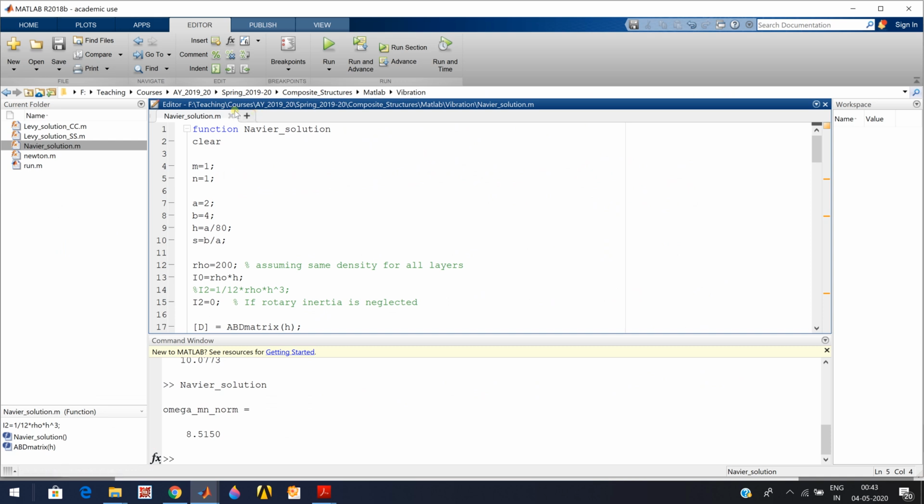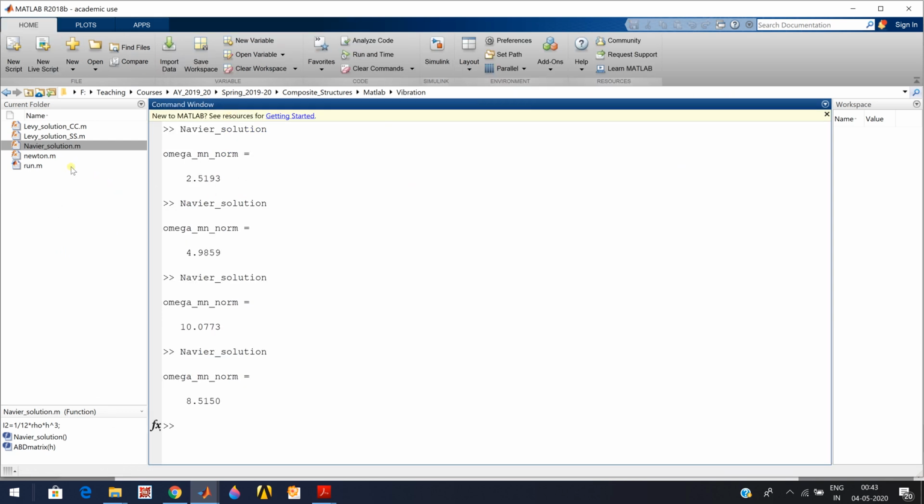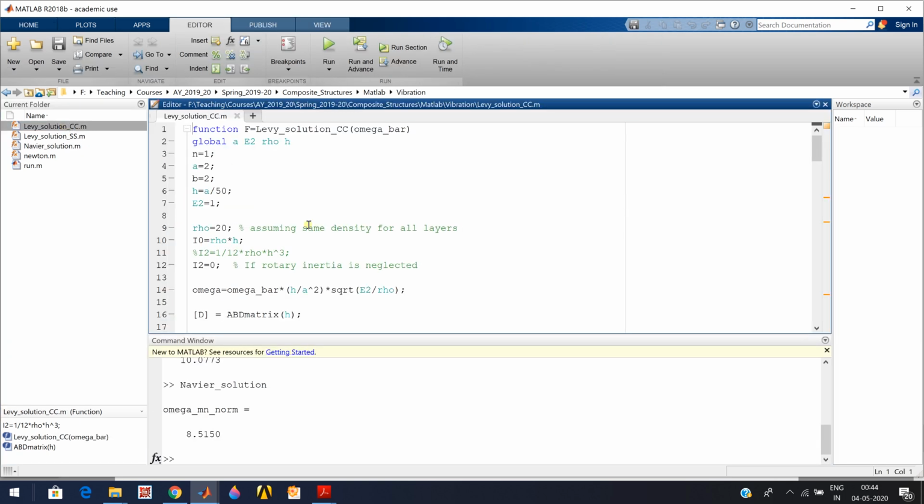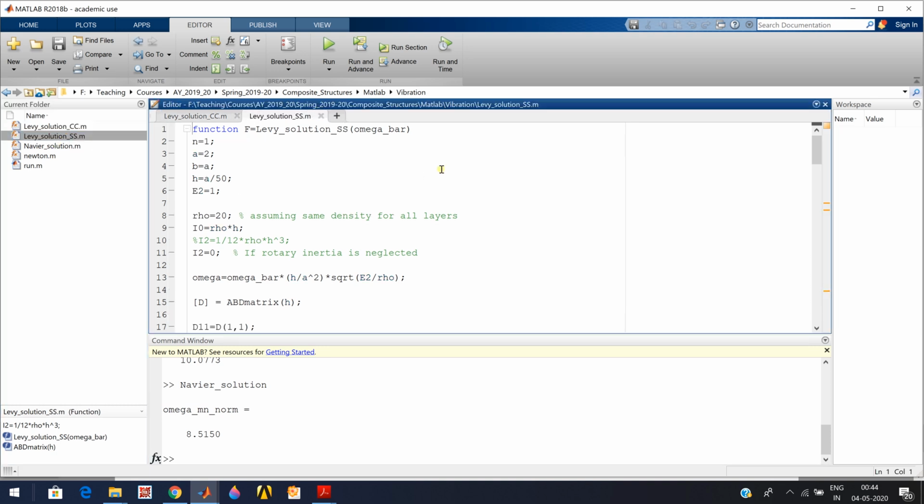So let me go to that Levy solution code. Let us say I'm taking this clamped one, and first let me explain this, and then I will go to the next one. Okay, maybe I can first take simply supported. I don't know whether I have changed the clamped one finally, but okay, let us run and see. First, let us run the simply supported one, because I'm very sure that it will give you the same numbers, because I have just verified before making this tutorial.